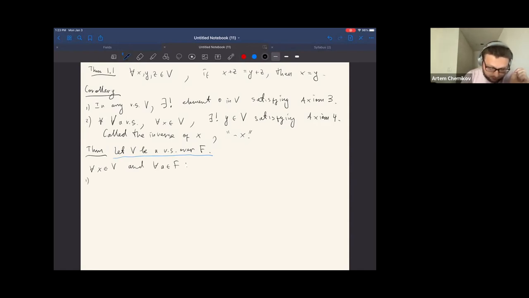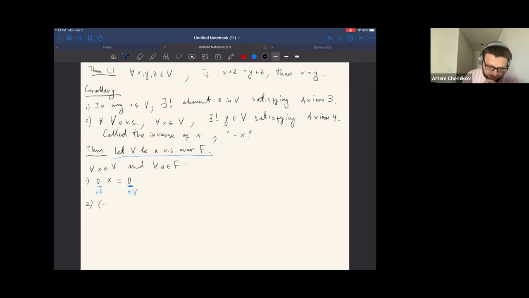properties hold. First, if I multiply any vector by the scalar 0 in F, then I get 0. Here it's important to distinguish that this is a scalar, an element of the field F, but here it's the 0 vector in V. So multiplying any vector by the 0 scalar gives us the 0 vector.